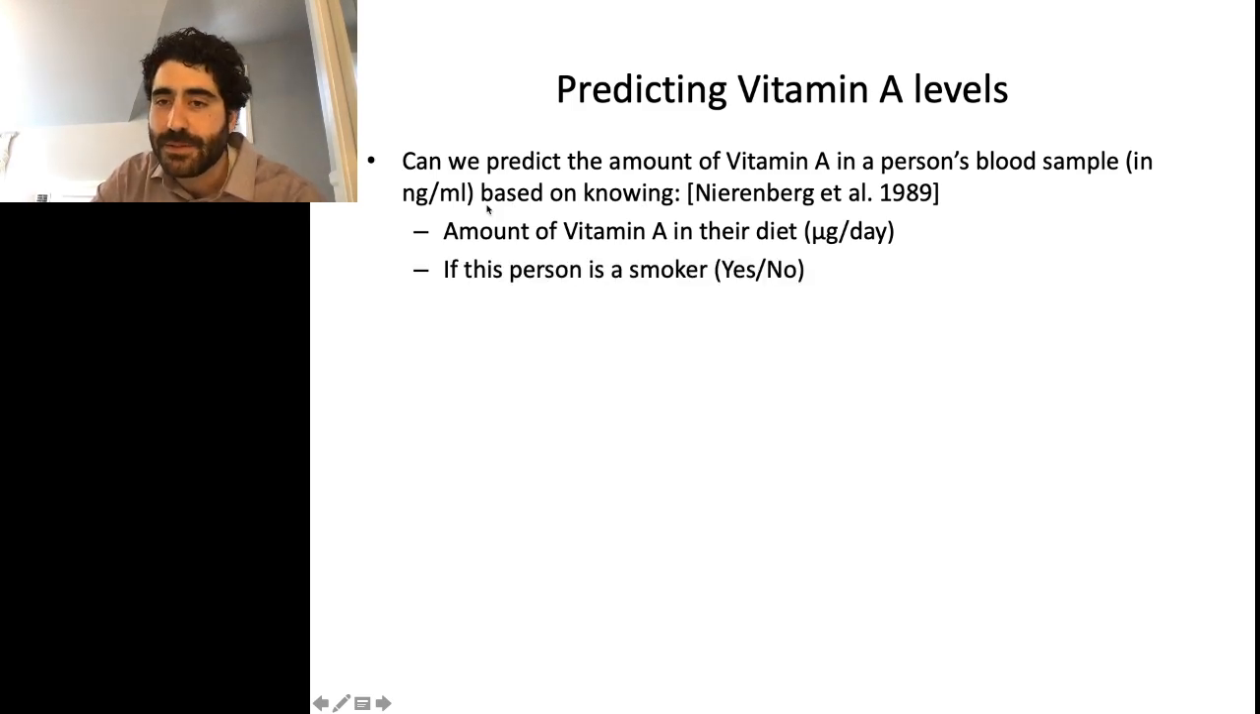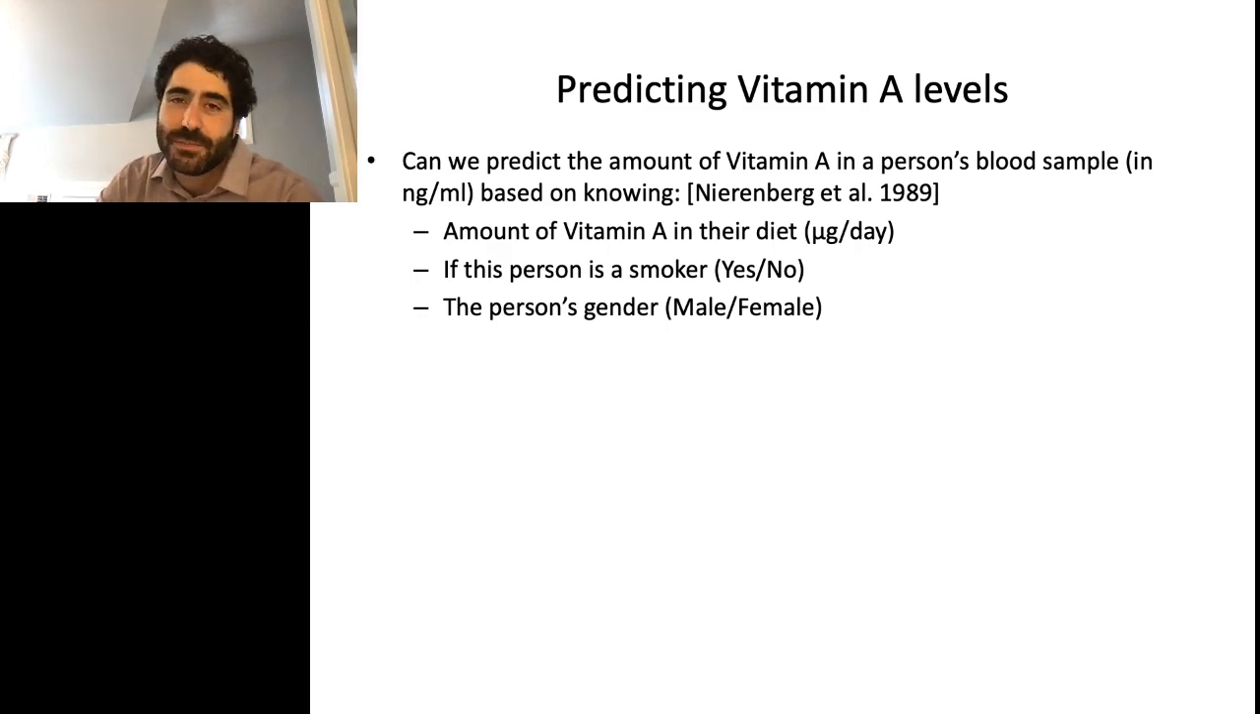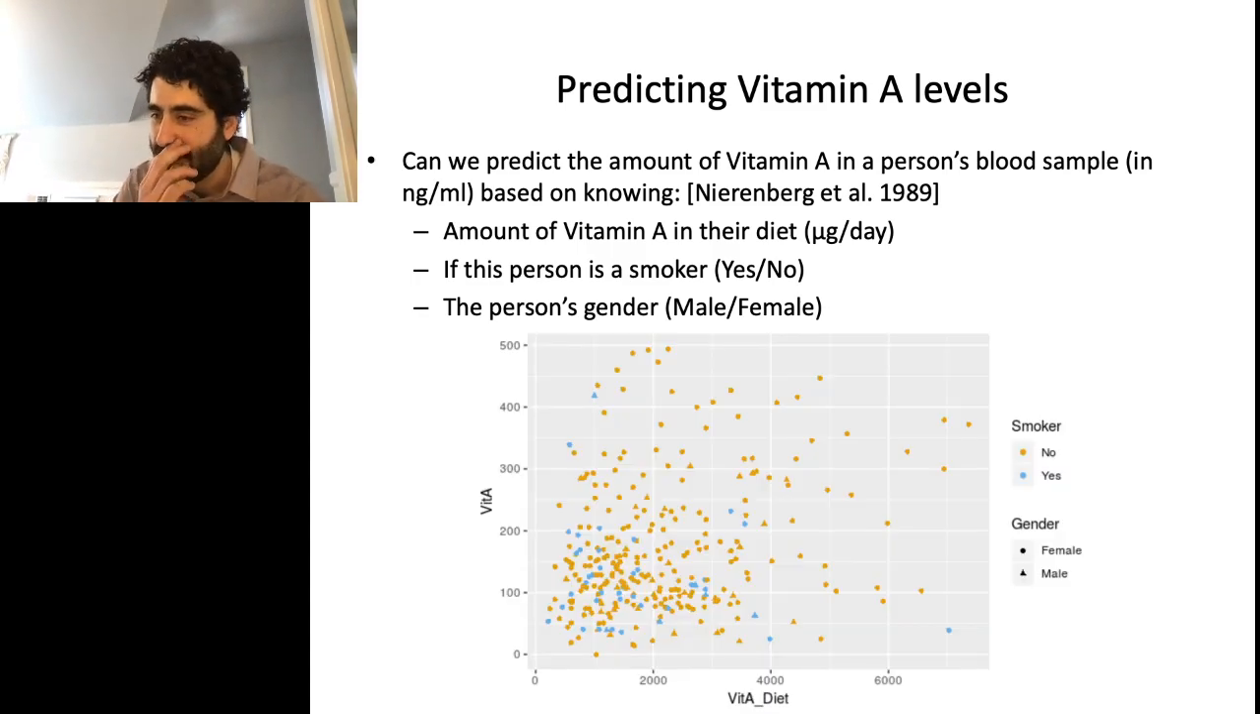And we also know two nominal things about each person. We know whether or not they are a smoker, right? We have some threshold for what we consider calling someone a smoker. And we also have people's reported gender. And so we can try to plot this data. It's a little bit complicated to plot, but here's one way to try to do it.